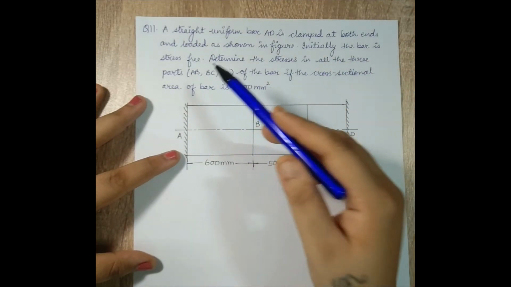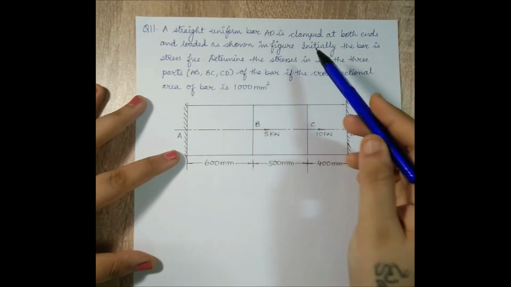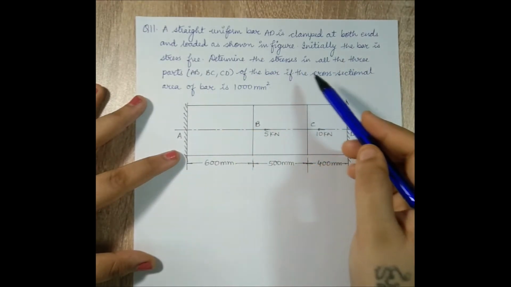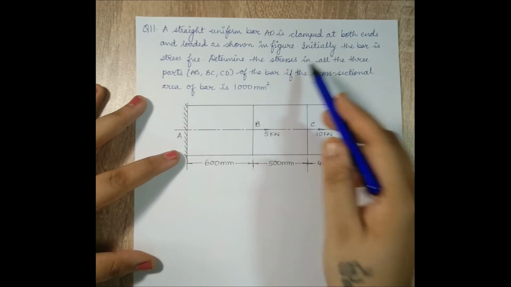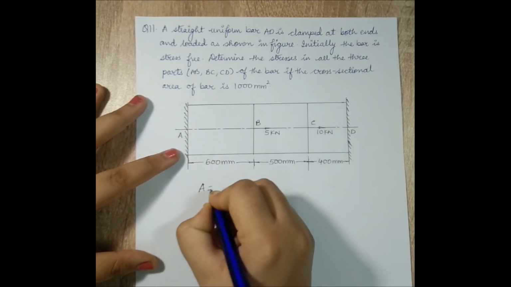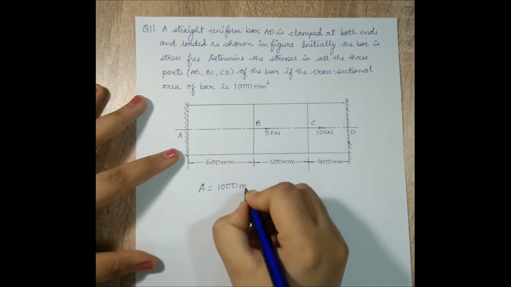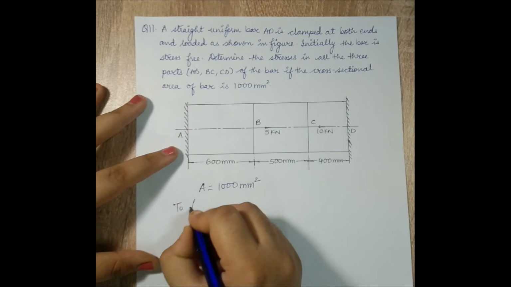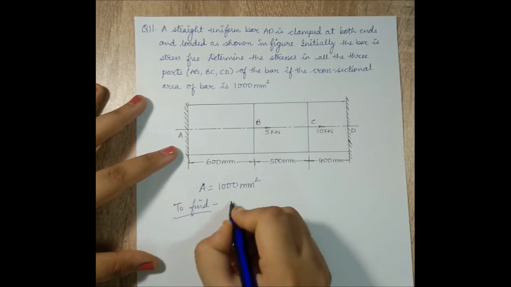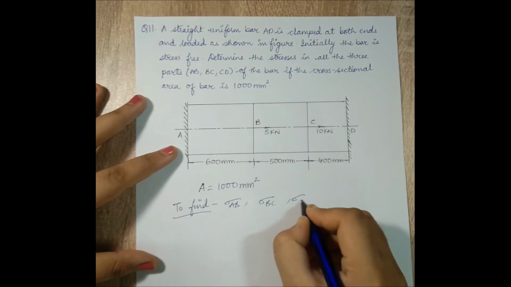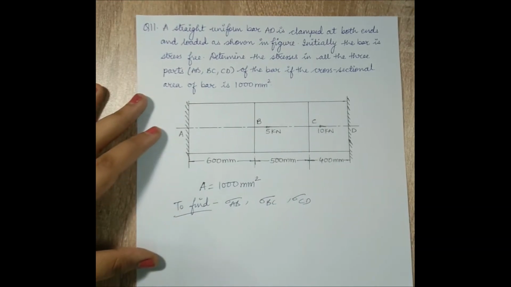Initially the bar is stress free. Determine the stresses in all the three parts AB, BC and CD, which means three parts, if the cross sectional area of the bar is 1000 mm square. So the area is common, it is 1000 mm square, and I need to find stress in AB, stress in B to C and stress in C to D portion.